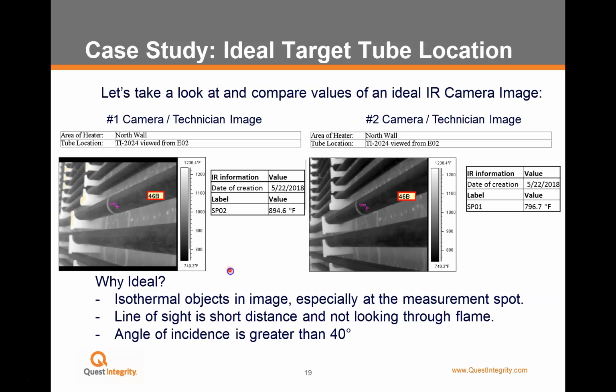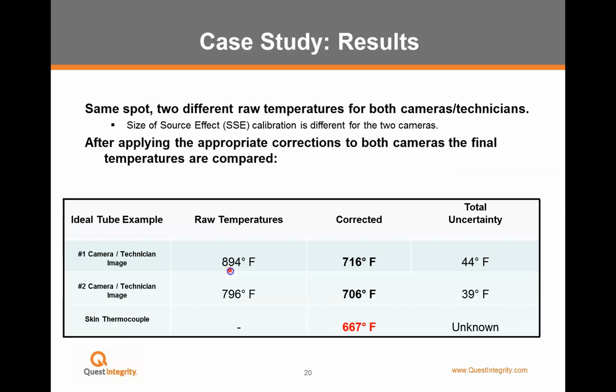But these are considered ideal images, and after we applied all the correction algorithms for all the different instrument and environmental factors, these were the temperatures that we were able to see. You could see the main difference between the two temperatures was actually due to the size of source effect. Both instruments had completely different size of source effects, but we went down from a 100-degree difference to about a 10-degree difference. And just like the title of this presentation, we literally changed infrared 180 degrees by applying these algorithms.